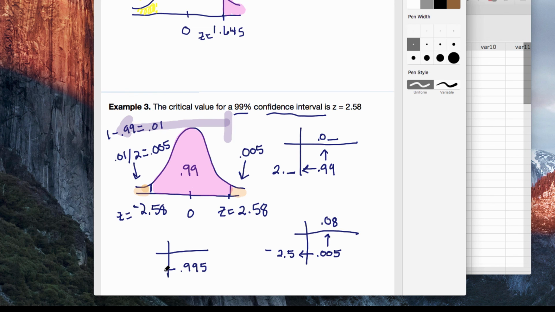Then when I slide out to the side of that normal table and slide up, I'll get positive 2.5. And then I'll be looking at the 0.08 column, and that's how you get the 2.58, or split the difference, 2.575. That works as well.